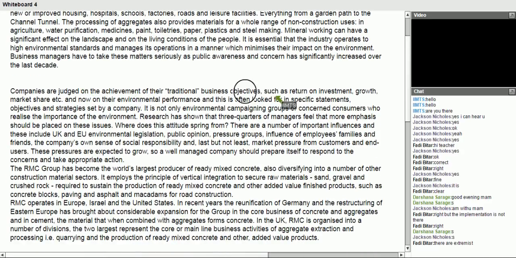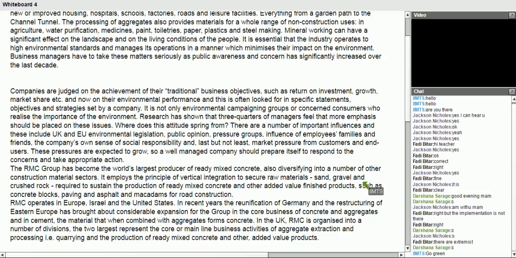Companies are judged on the achievement of their traditional business objectives such as return on investment, growth, market share, and now on their environmental record. So every company is having a motto now, go green, right? Why? Because no one can afford to cause more harm. This can prove to be fatal. Nature cannot bear it anymore. And nowadays, you can see there is nature's fury. Every now and then you will hear about an earthquake, okay, or some kind of nature's fury. So much harm has been done to the environment that nature is taking revenge now, right?